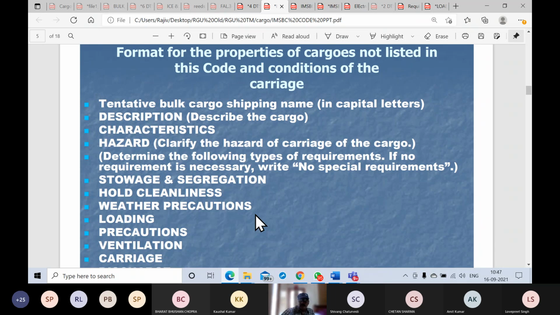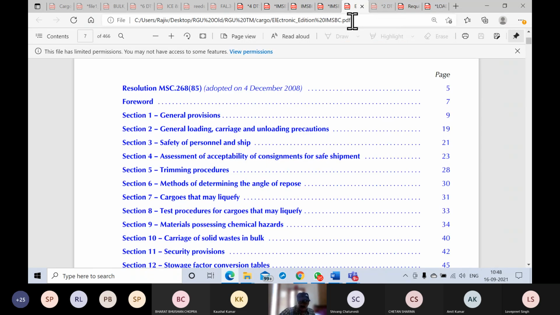So we go back to the code itself. We will look at section 4 also, which is talking about this. But when we reach there, we go stepwise. Let us go back and see the code itself.